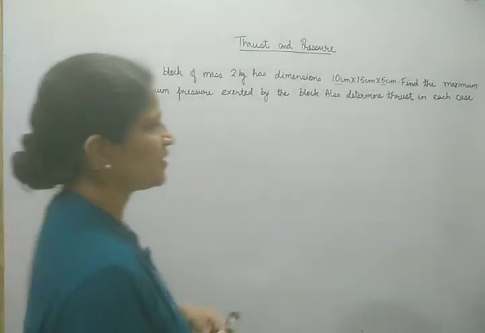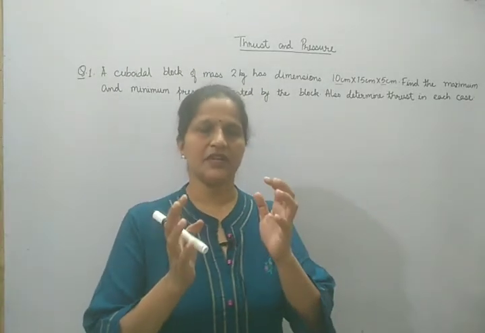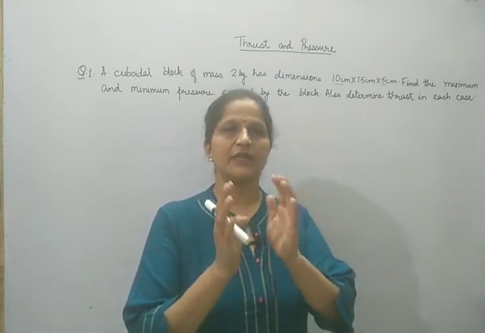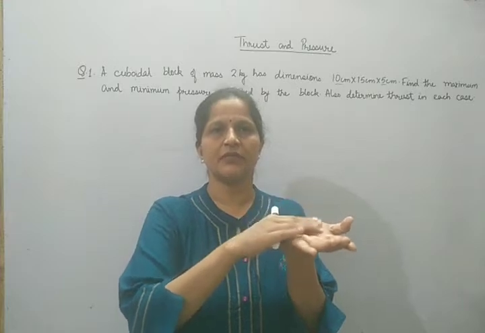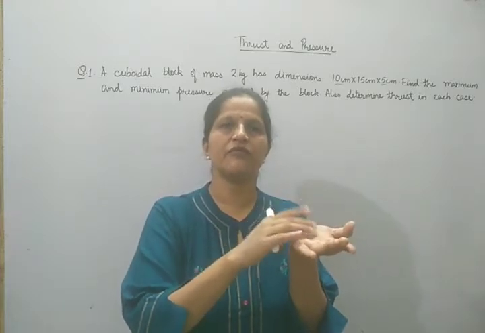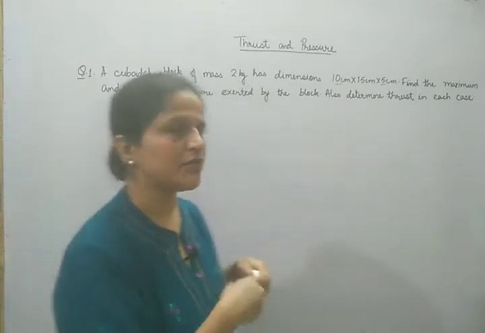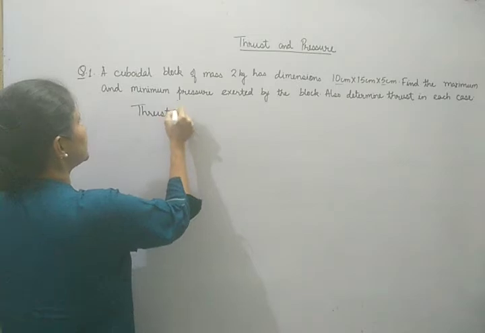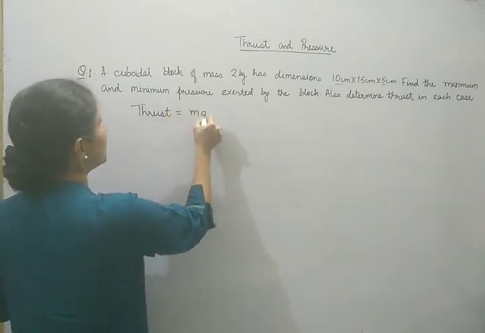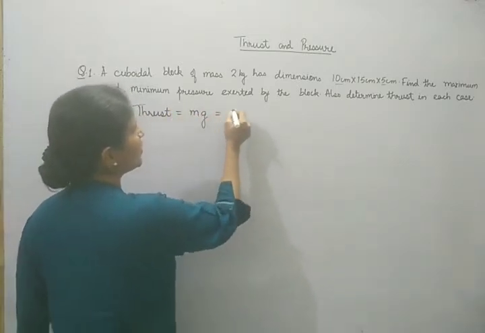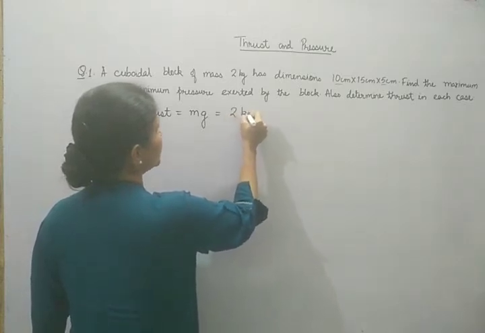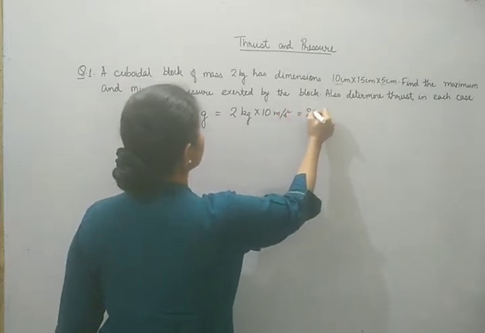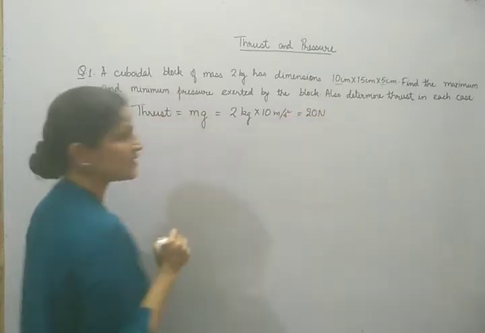So thrust in both the cases, whether the block is exerting a maximum pressure or minimum pressure, the thrust exerted by the block on the surface on which it is kept will be the same and that will be equal to its own weight. So how can we find thrust? We can find thrust as the product of mass of the block multiplied by gravity. Mass of the block is 2 kg and acceleration due to gravity can be taken as 10 meter per second square, which gives the thrust as 20 Newton, which will be same in both the cases.